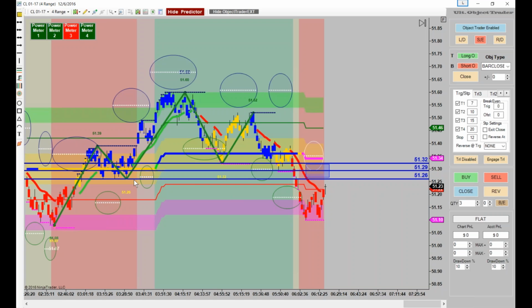See how the meter turned green? Now that doesn't mean to take a long trade. Okay, that means that we're actually still looking for shorts based on the background and the midband. See if we can get something.